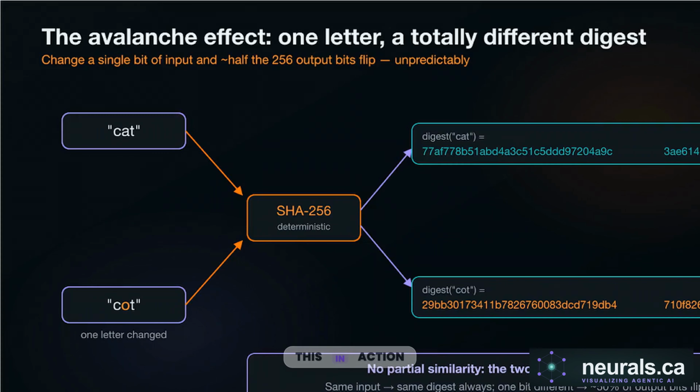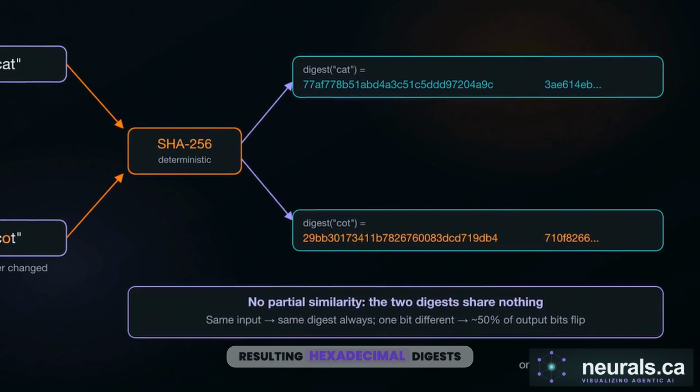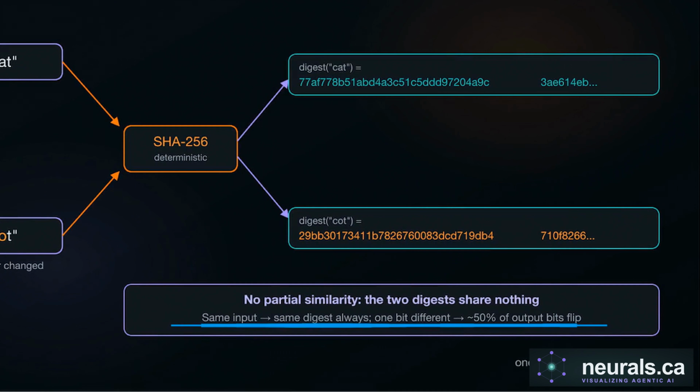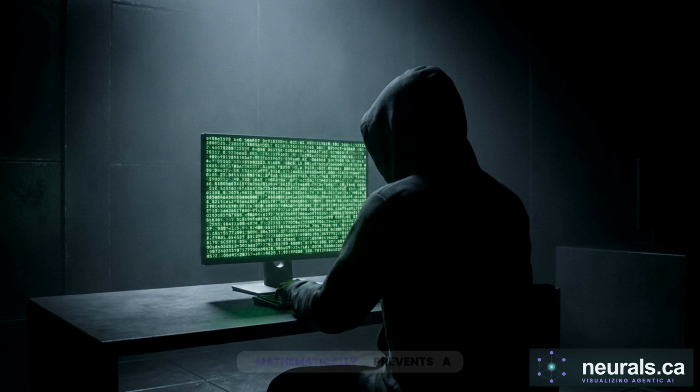We can see this in action comparing 2 nearly identical inputs. We feed the word cat into the SHA-256 function, then the word cot. Despite only a 1-letter difference, the resulting hexadecimal digests share no discernible pattern. Roughly half the binary bits flip unpredictably. This lack of predictability is what mathematically prevents a hacker from reverse engineering the original input based on the hash they see.